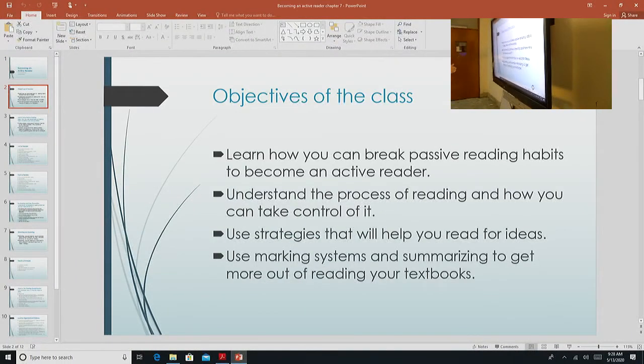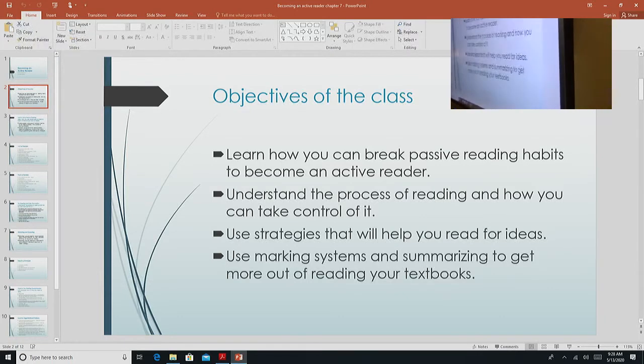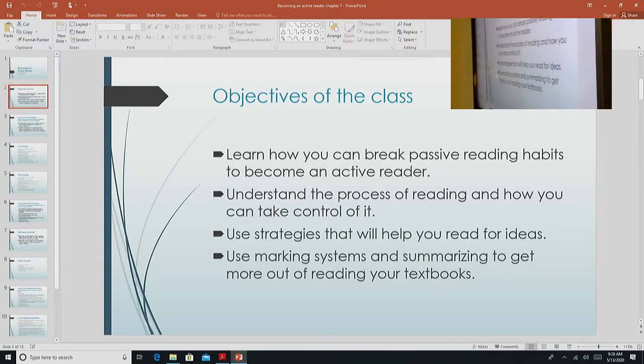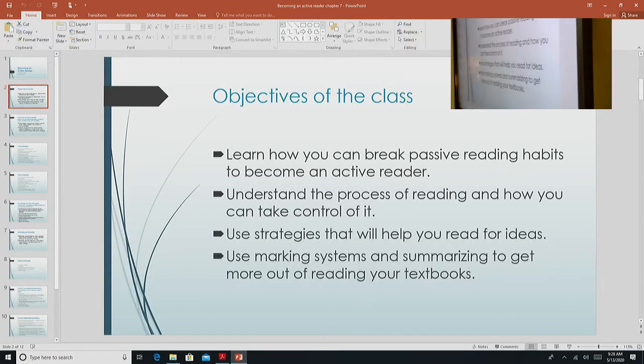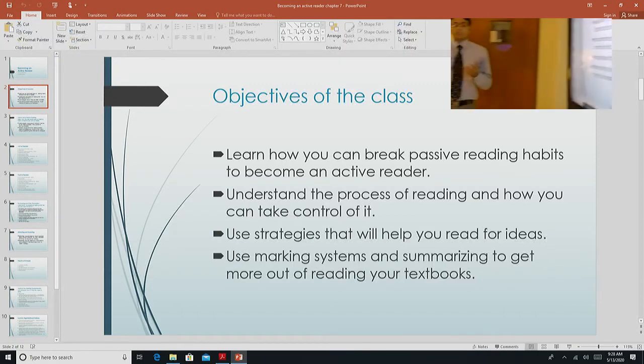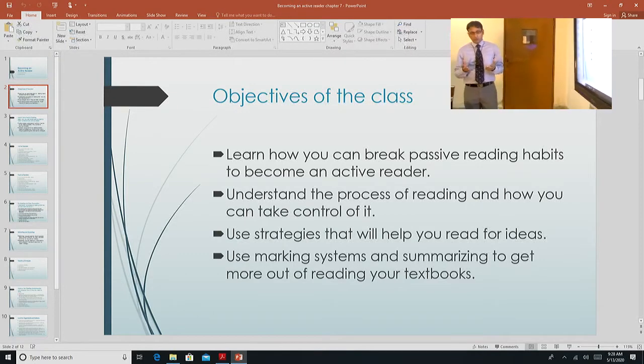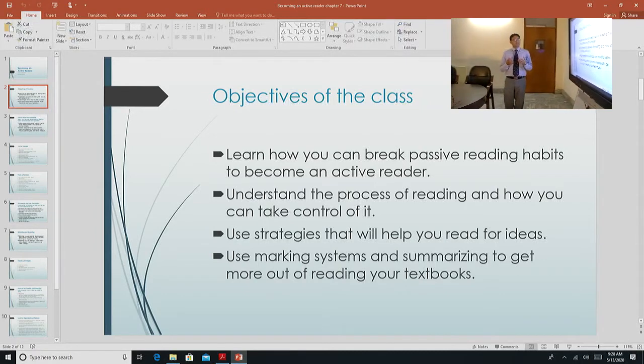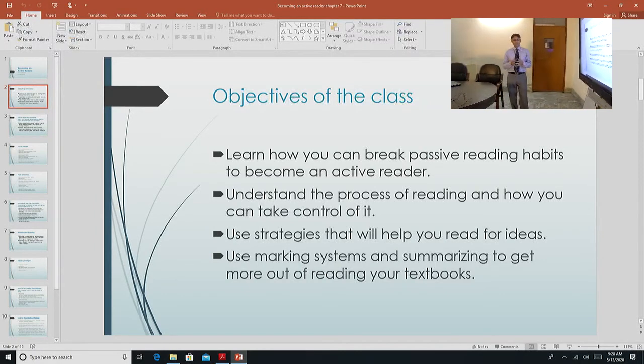So these were the objectives, and first of all I would love that we should cover the first 2 objectives. Learn how you can break passive reading habits to become an active reader. You know that reading plays a very important role in our life. If you are a good reader, you can easily understand what is written in the textbook or any material which has been assigned to you for reading.